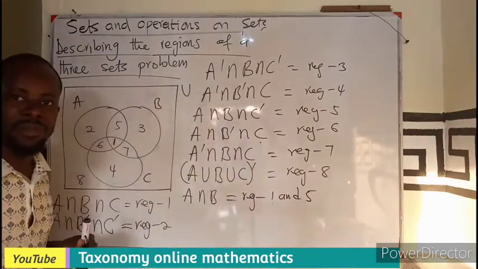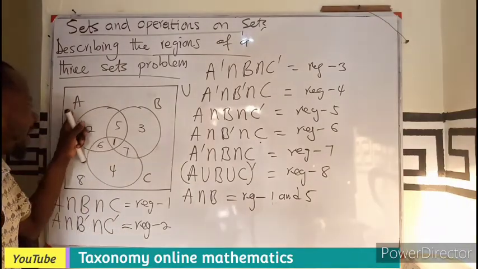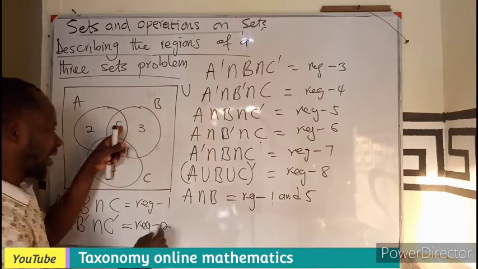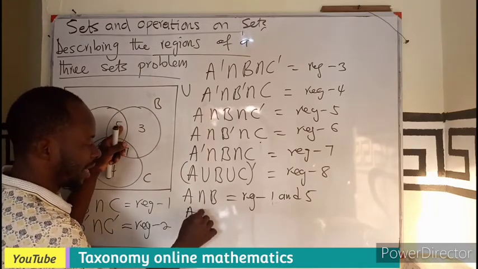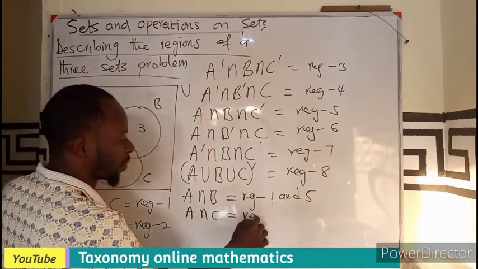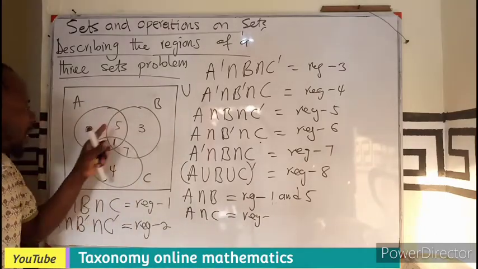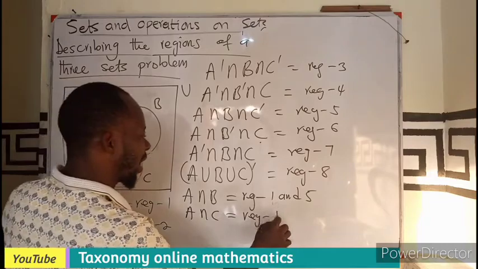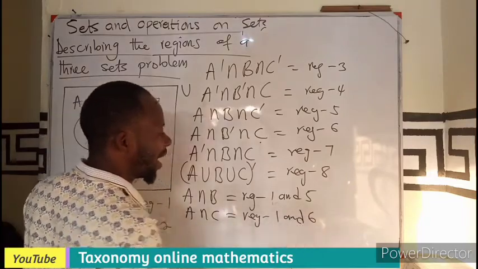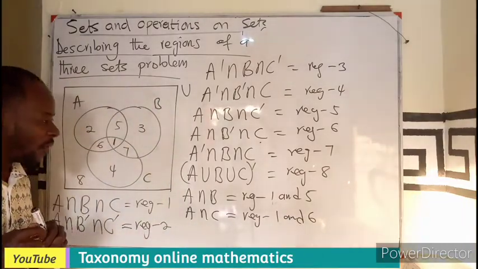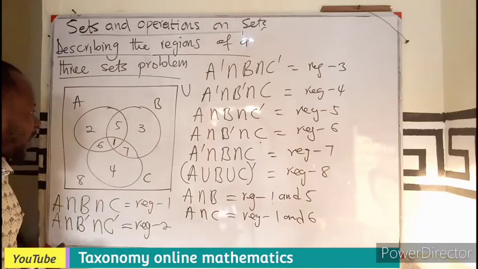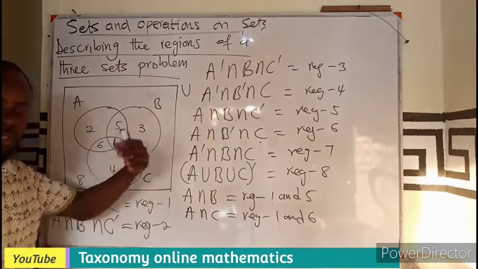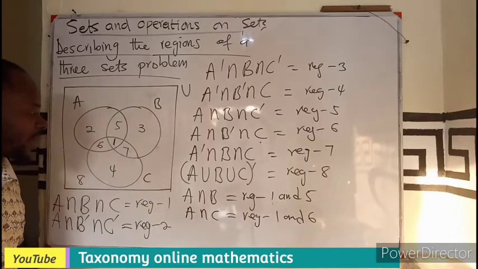Region 1 and 5: A intersection B. Region 1 and 5. Then, if I have A intersection C, which region, I believe you are thinking of A intersection C to be region 1 and what? And 6. Alright, so now let's take this a step further, whereby we shade the regions for you to see the areas we are referring to.